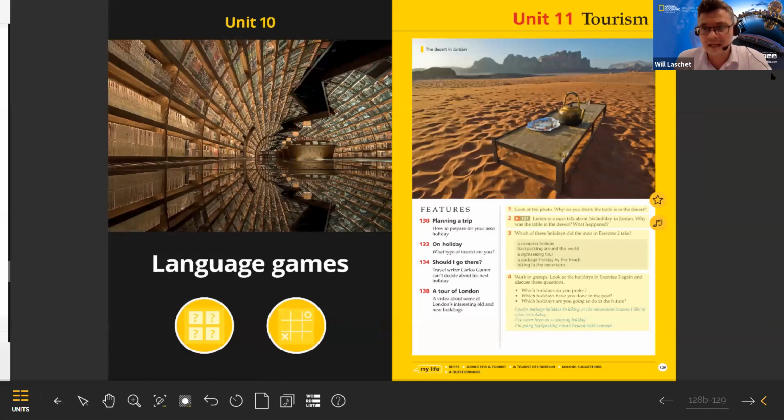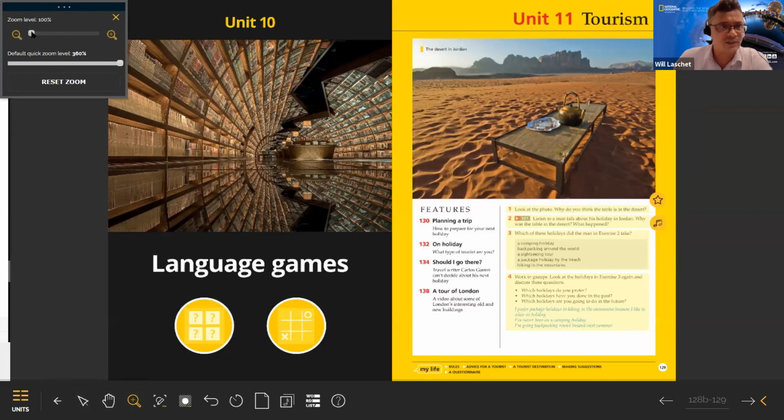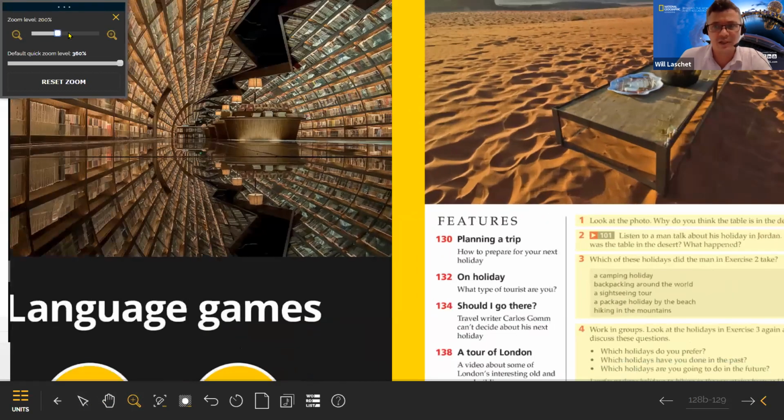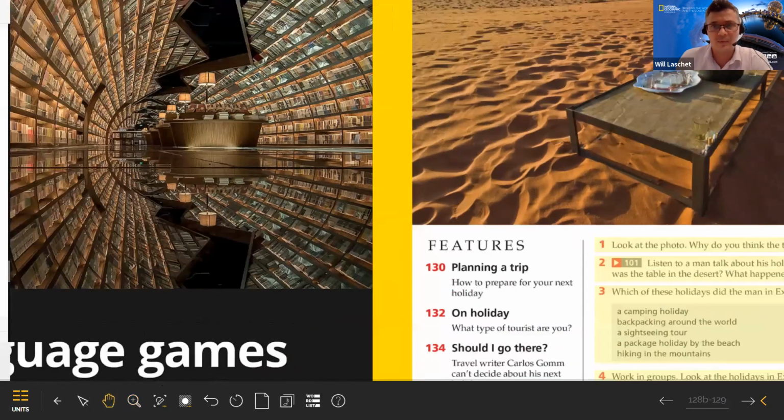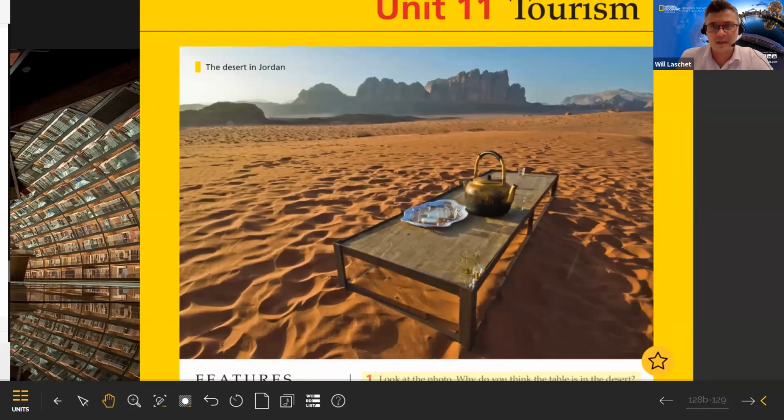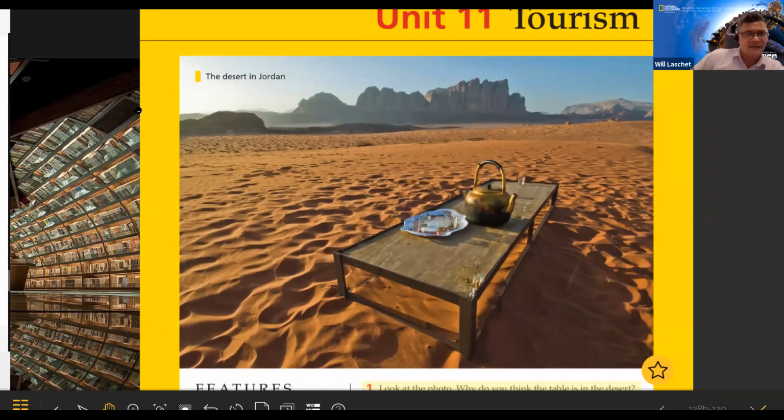I'm just going to go straight in and have a look at this. Those of you who attended the session on Tuesday will recognize this picture. I'm just going to move it down so we can see it clearly on the screen. John used this as an example of creative thinking, and he asked, why is this table in the middle of the desert? I know a lot of you weren't there on Tuesday, so if you could type into the chat box, we can see a table in the desert. Why do you think it's there?